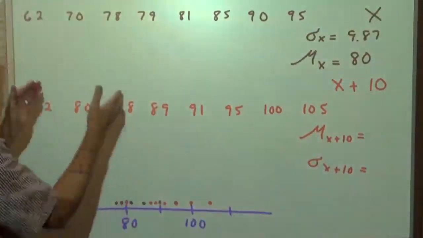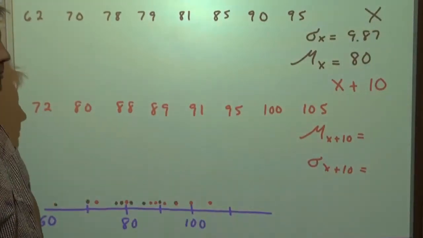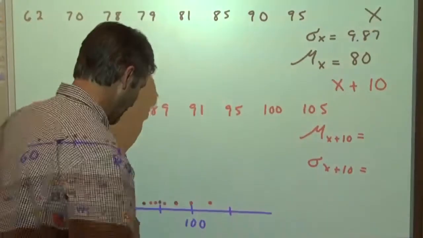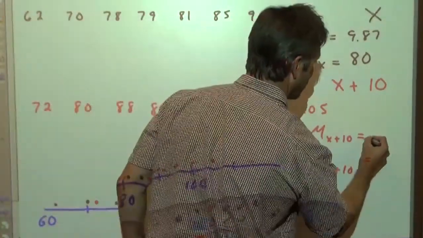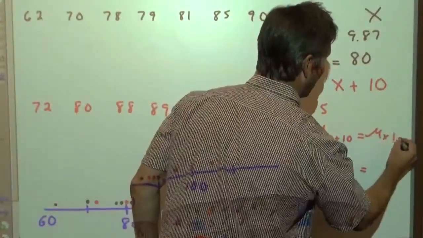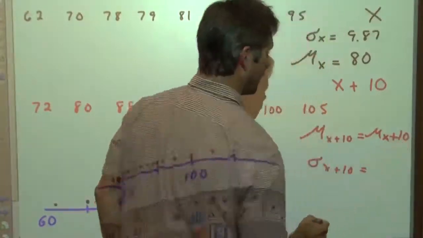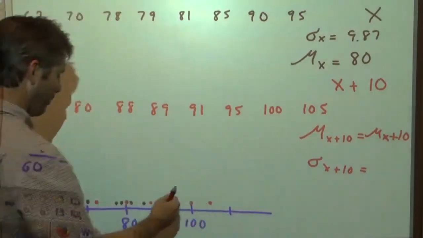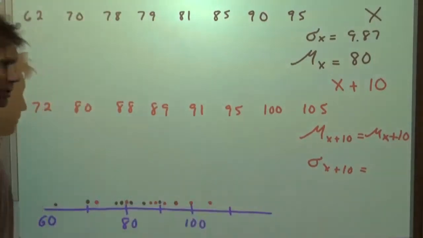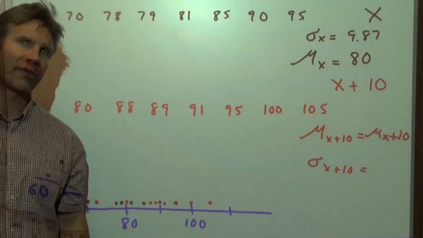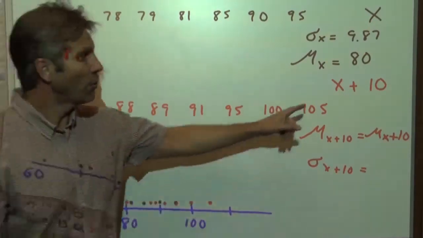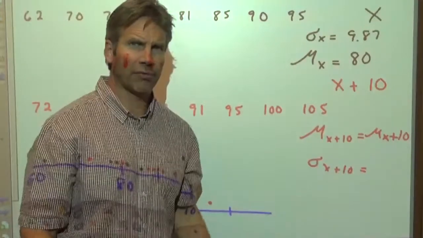We'll think it through. All the scores had 10 added to them, so if every score is 10 units bigger, then the new mean should be 10 more than that guy. So the new mean should be the old mean plus 10. There's your formula right there. Then the standard deviation: if all the scores are just shifting up 10 units, do you agree the scores are no more spread out than they were before? So measures of spread are unchanged when you add a term to all of the scores.